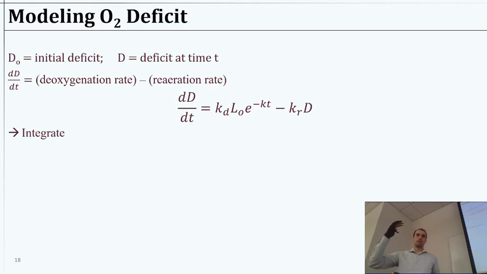So again, deficit is how far we are from saturation. If we're increasing the deficit, that means we're further from saturation, so that's going to be more deoxygenation. And then if we're reducing our deficit back to zero, that's our re-aeration process. So it's, again, sort of a backwards look at it. But if we do this, we take that dD/dt and put in these two rates that we described: the deoxygenation rate here minus the re-aeration rate here.